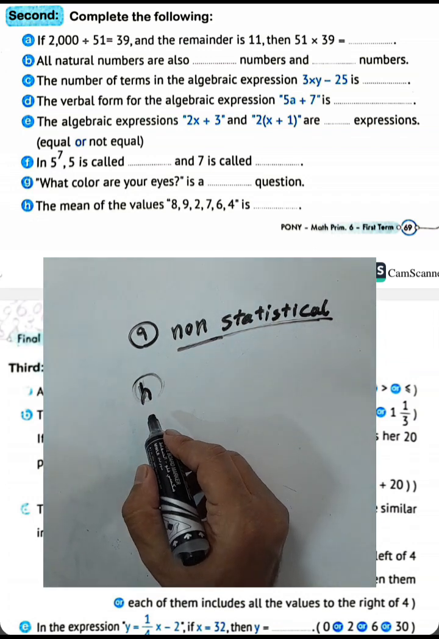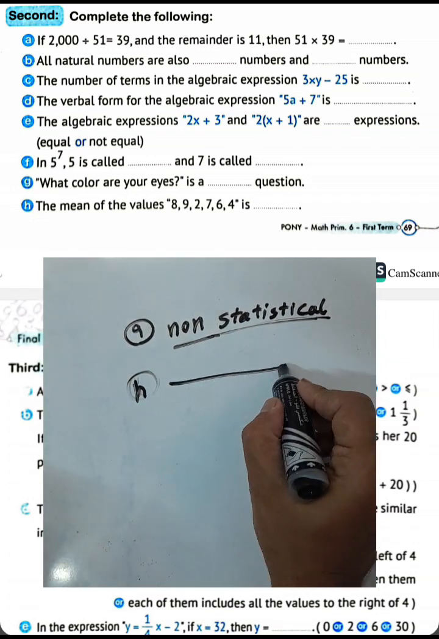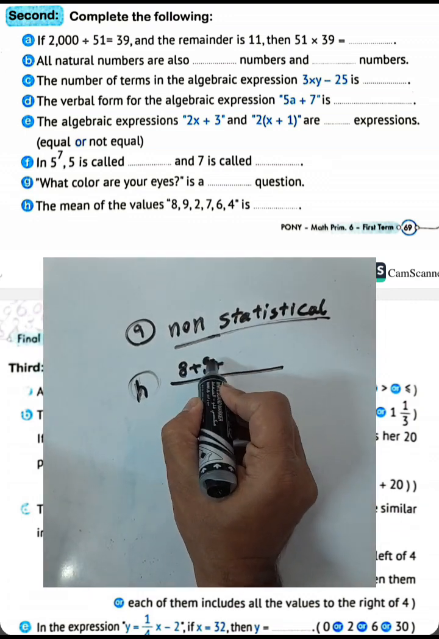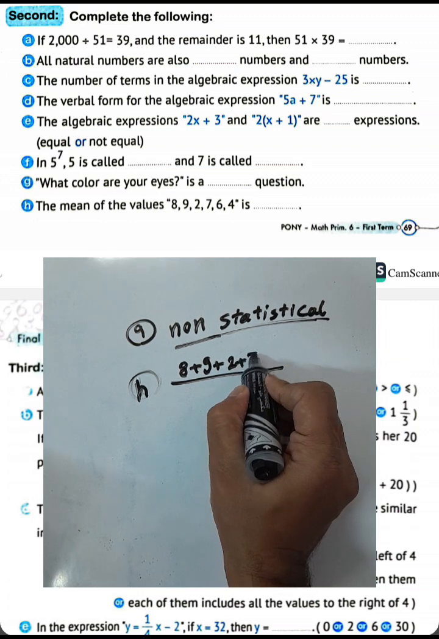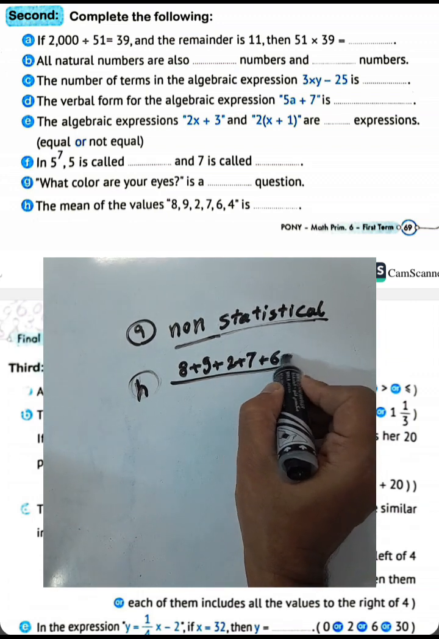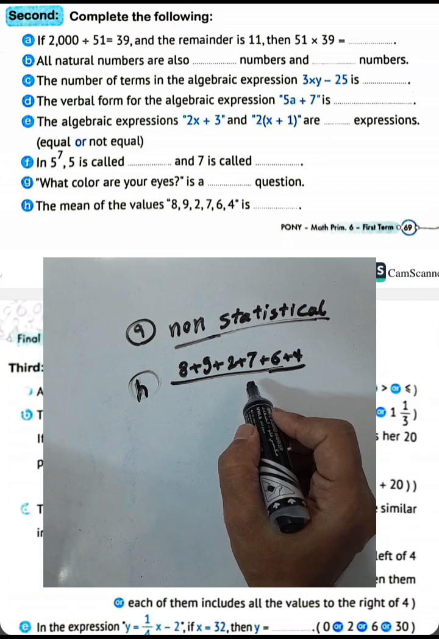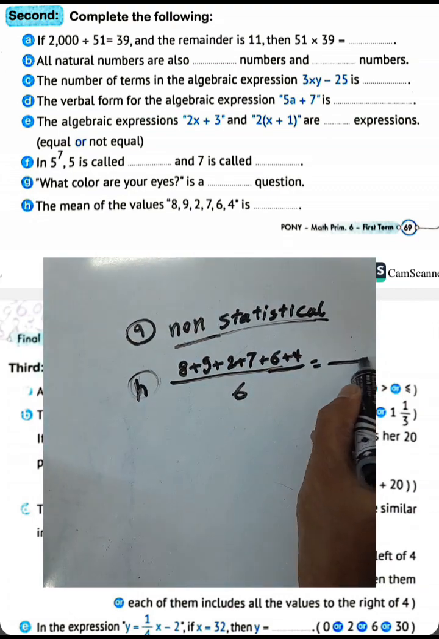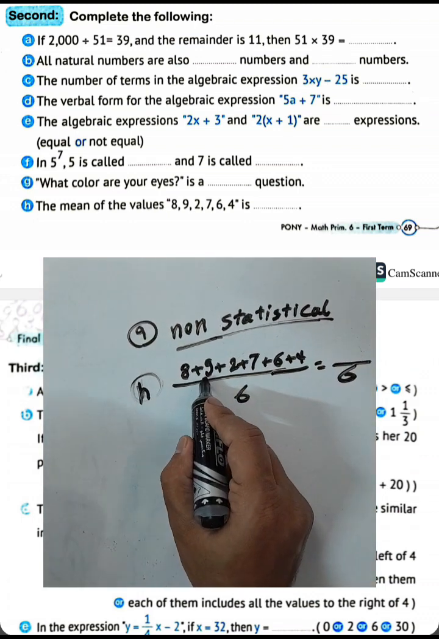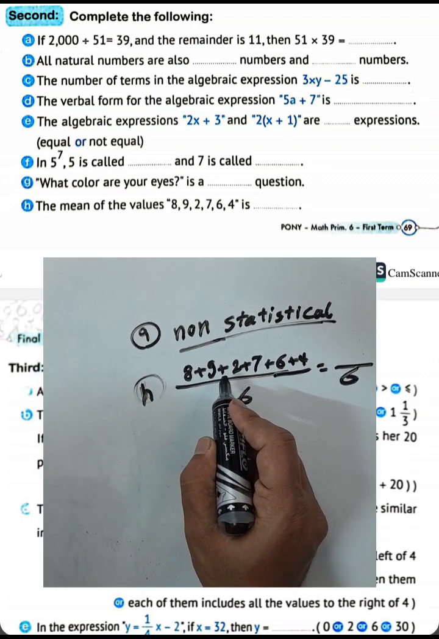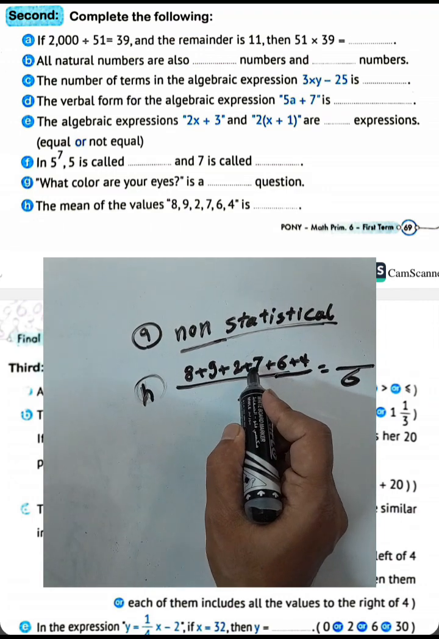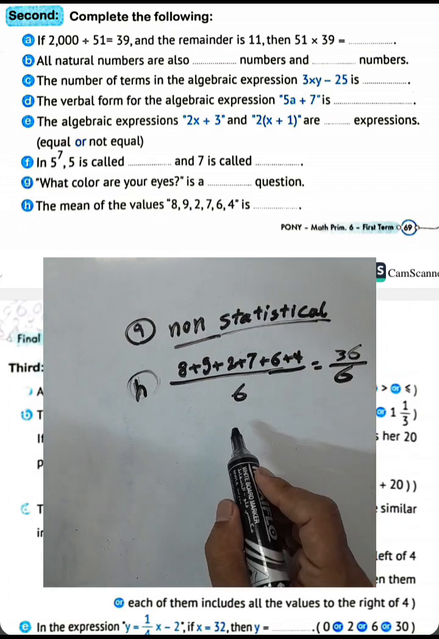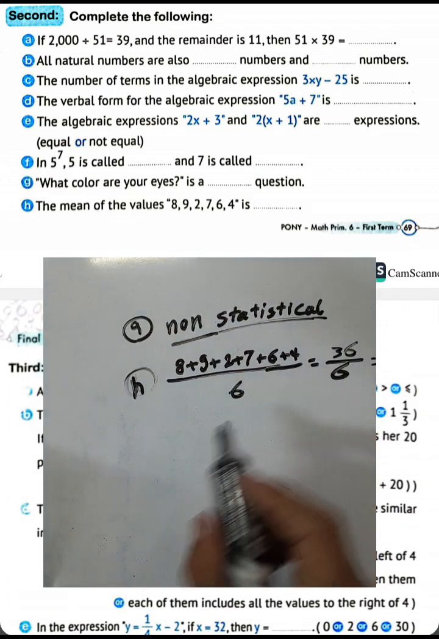Question letter H. We can find the mean by adding the values and dividing by the number of values. 8 plus 9 plus 2 plus 7 plus 6 plus 4, divided by 6 values. 9 plus 8 is 17, plus 2 is 19. 19 plus 7 is 26. 26 plus 10 is 36. 36 over 6 will be 6. The result will be 6.